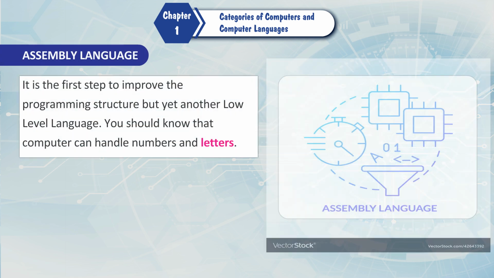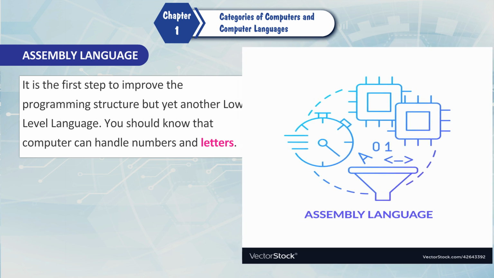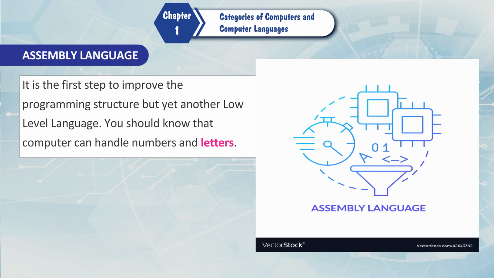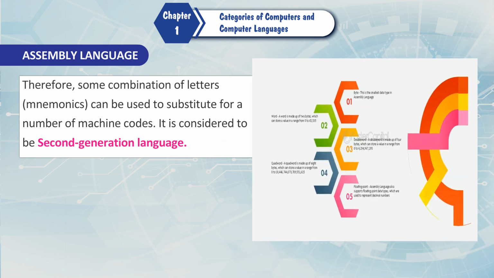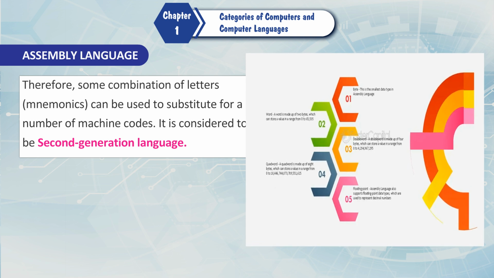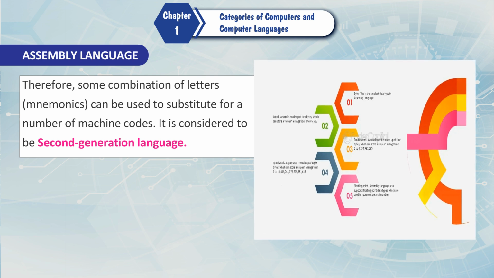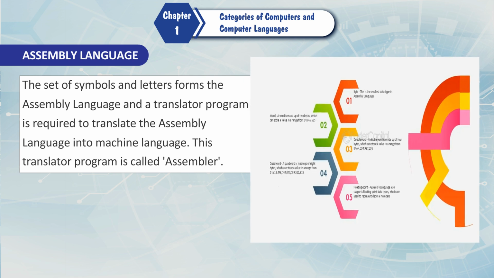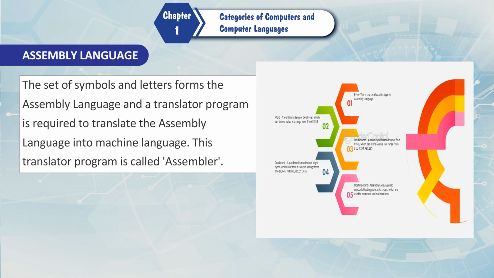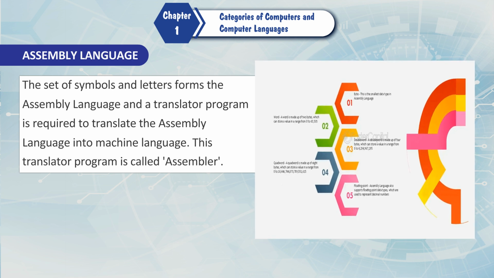Assembly language. It is the first step to improve the programming structure, but yet another low-level language. You should know that computer can handle numbers and letters. Therefore, some combination of letters, mnemonics, can be used to substitute for a number of machine codes. It is considered to be the second-generation language. The set of symbols and letters forms the assembly language, and a translator program is required to translate the assembly language into machine language. This translator program is called assembler.